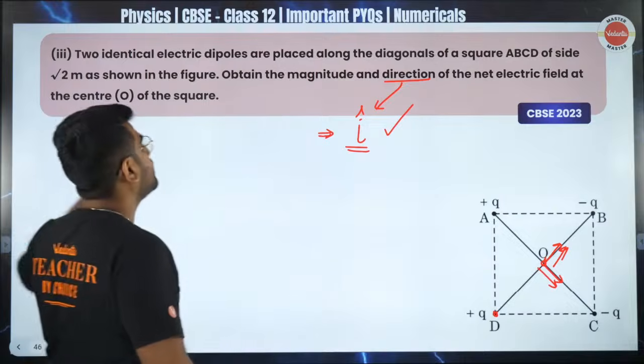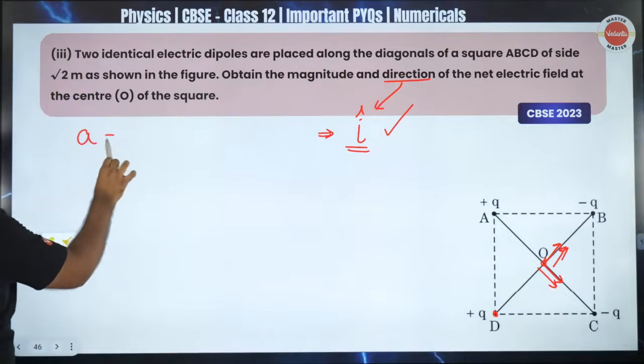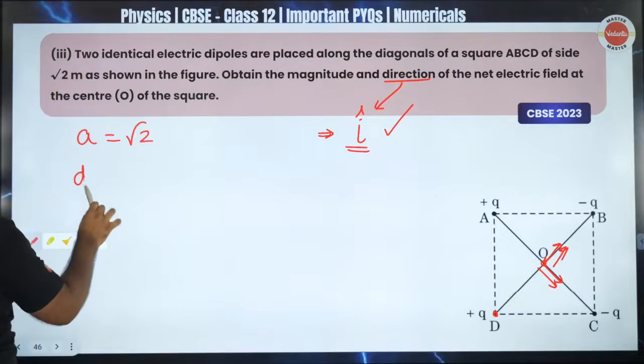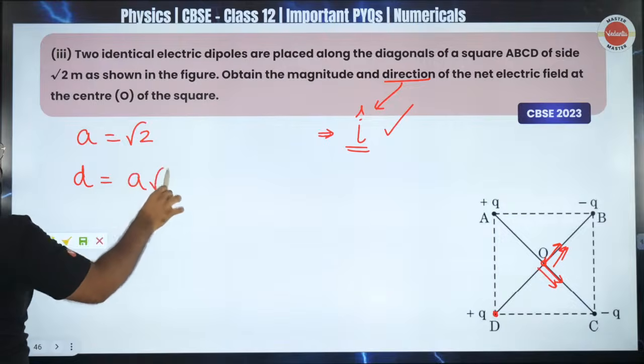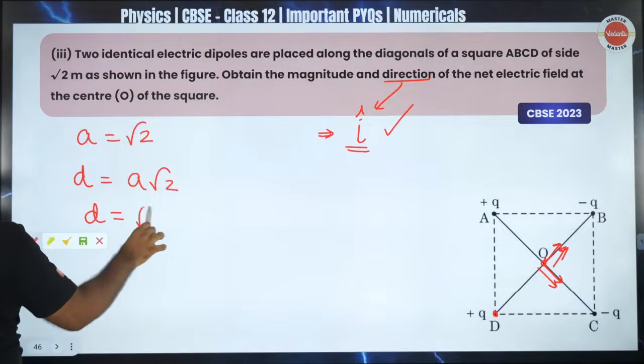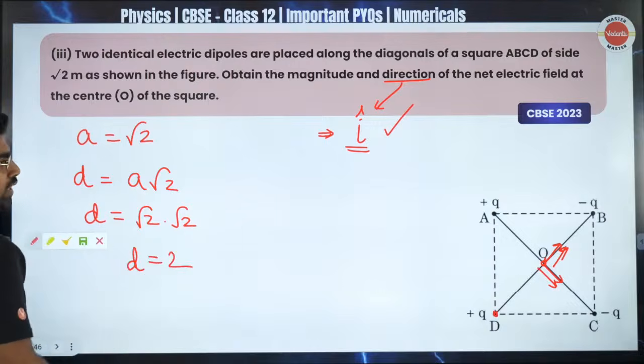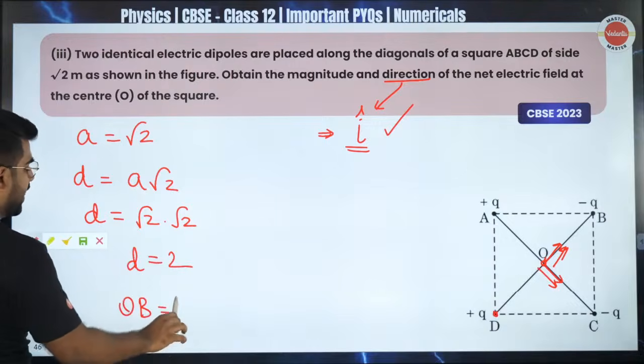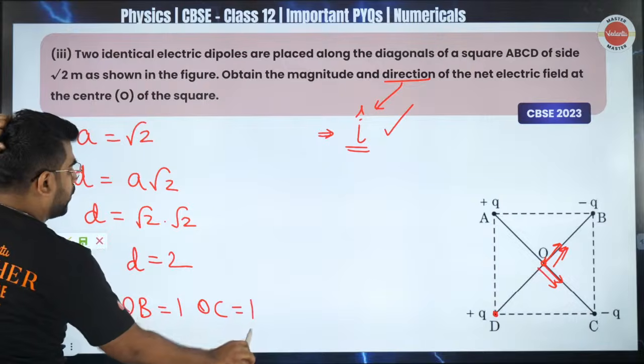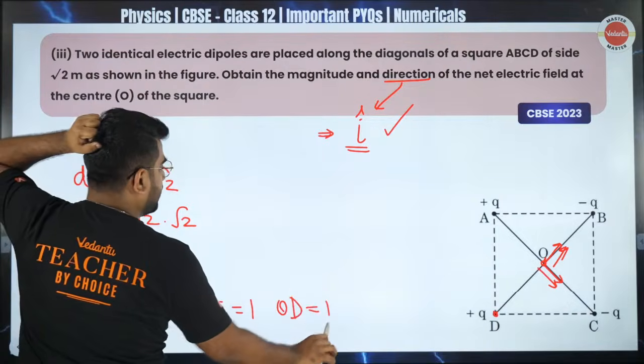Okay? So the side of the square is root 2. Side of the square, the diagonal is how much? Diagonal is root 2 times root 2, which is 2. That means OB is 1, OC is 1, OD is 1, OA is 1.